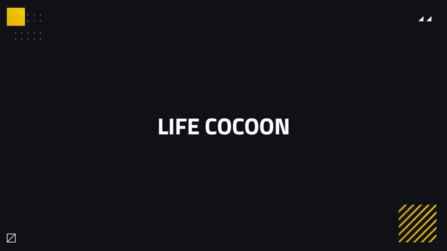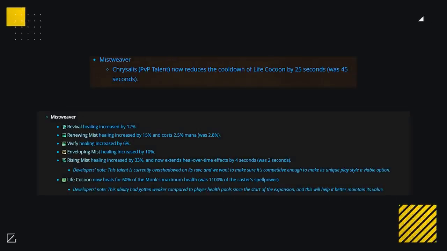Last but not least, we've got some small tuning to Mistweaver Monks, with Chrysalis now reducing the cooldown of Life Cocoon by 25 seconds, down from 45. If you've been playing Arena or watching competitive play, you would have noticed a large portion of compositions have a Mistweaver in them. Mistweavers saw some big buffs at the start of patch 8.3, including buffs to most of their healing as well as the change to Life Cocoon, meaning that it now scales from the monk's health. As we move further into the season, monks are gaining more and more passive health, and as a result, their cocoons are getting bigger and bigger, being upwards of a 400k absorb.